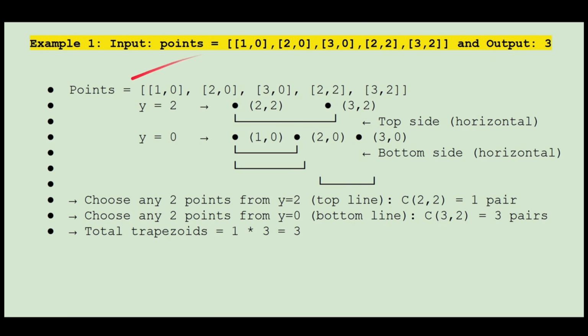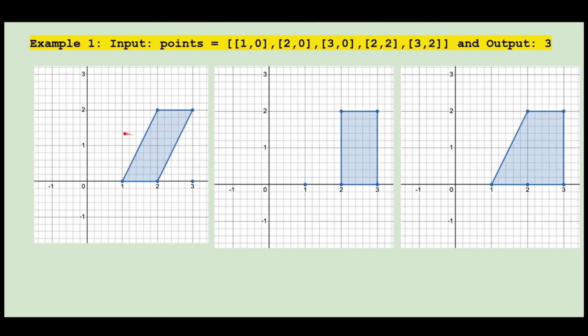So can we take the points, as you have seen in the previous example, 1 0, 2 0, 3 0, 2 2 and 3 2? When y is equal to 0, it means we are talking about this point here. And y is equal to what? 2. Can we say that when y is equal to 2, what is happening here? Think.